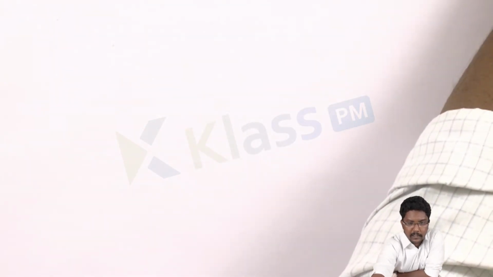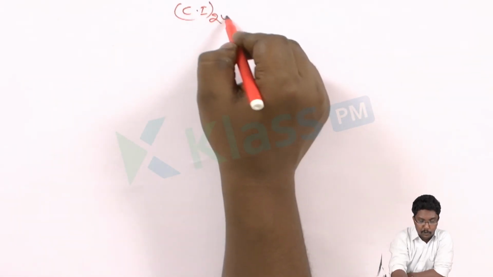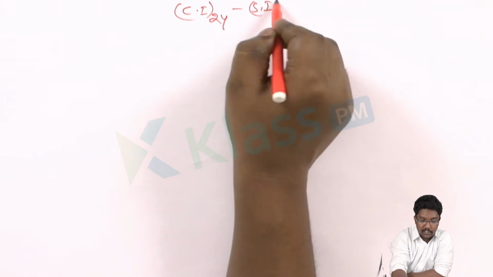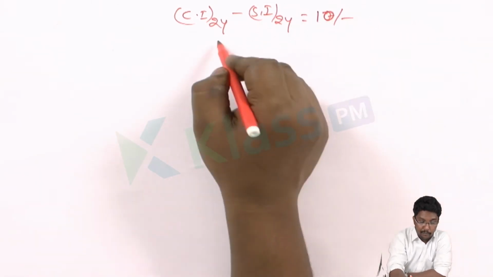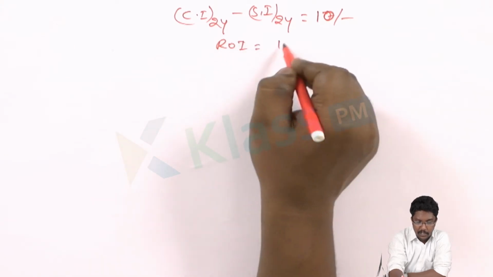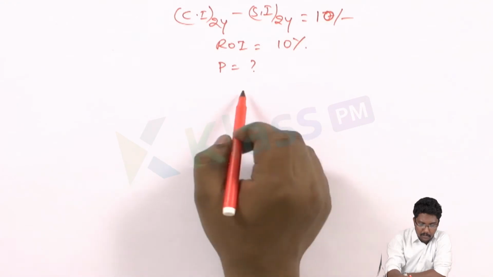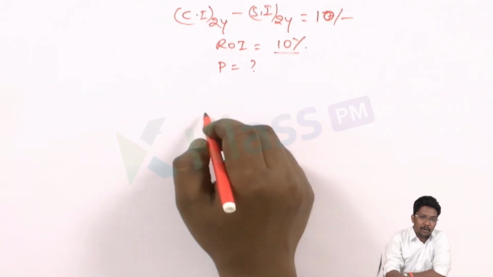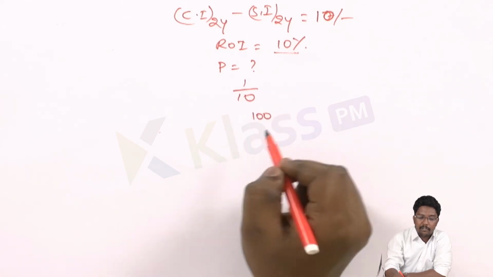Okay. Next, try to calculate this one. Compound interest for 2 years. The difference between compound interest and simple interest for 2 years is, consider, 10 rupees. Then the rate of interest is 10%. Then what is the principal? Simple. It can be written in the form of 1 by denominator, meaning I can write it as 1 by 10. So what is the power? 100.